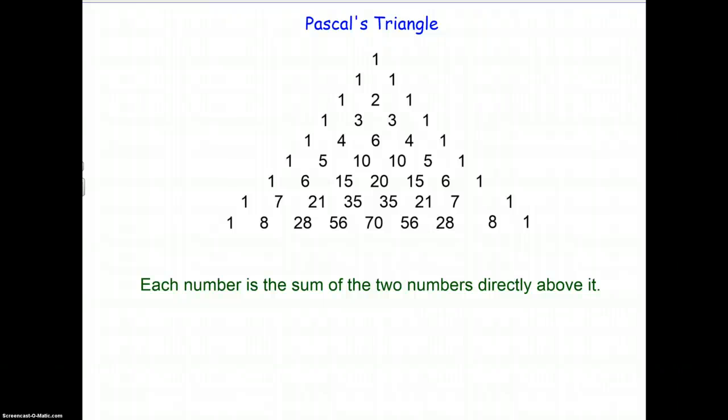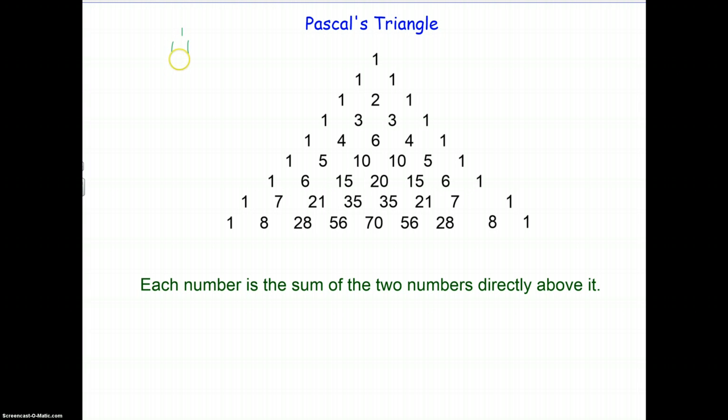Pascal's triangle is another way of helping us to figure out the coefficients of binomial expansions. It's actually kind of cool. If you look at the triangle, we start off with the 1 at the top and then 2 more 1s. And then from there, everything is the sum of what's above it.